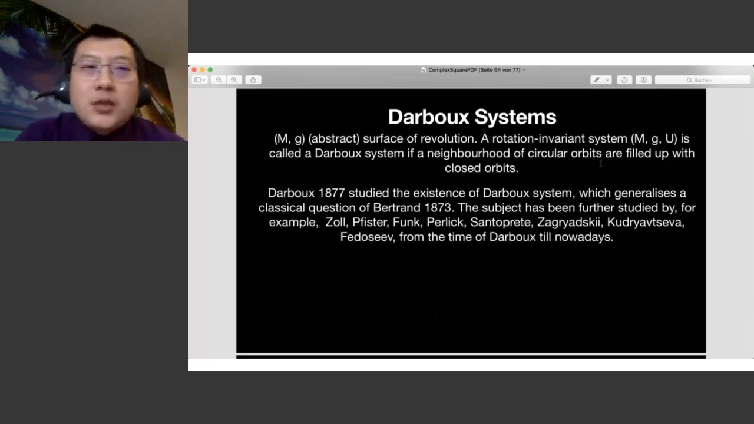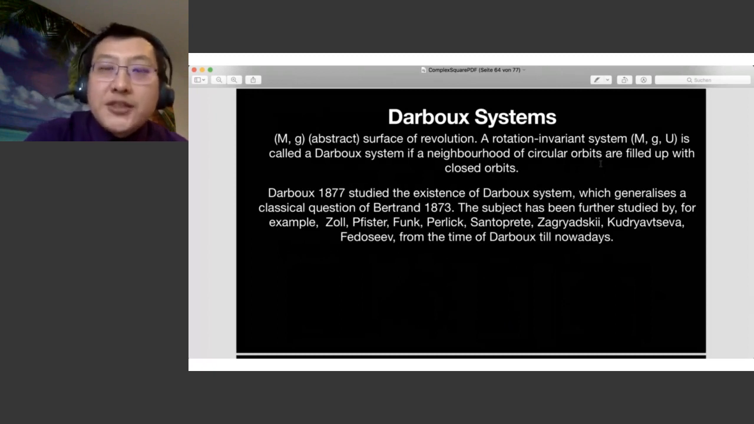So Darboux in 1877 studied the existence of these Darboux systems and obtained a classification of such systems. So he posed the question and also essentially answered it. And this generalizes a classical question of Bertrand 4 years ago. And then this subject has been further studied by many other people.